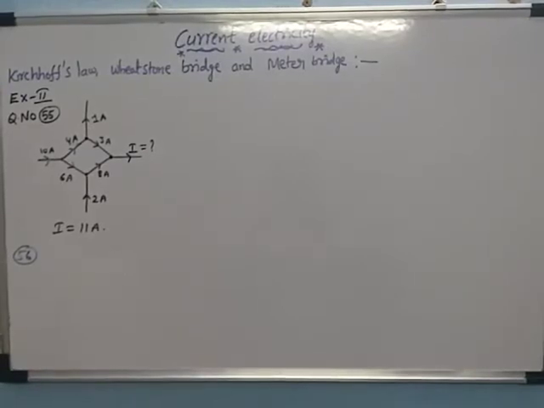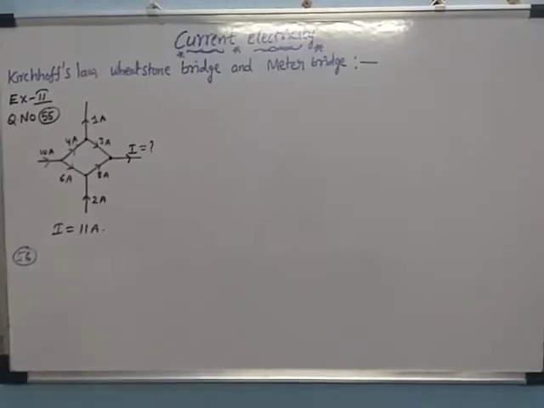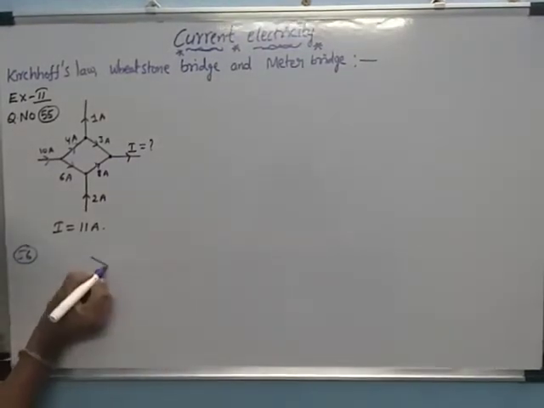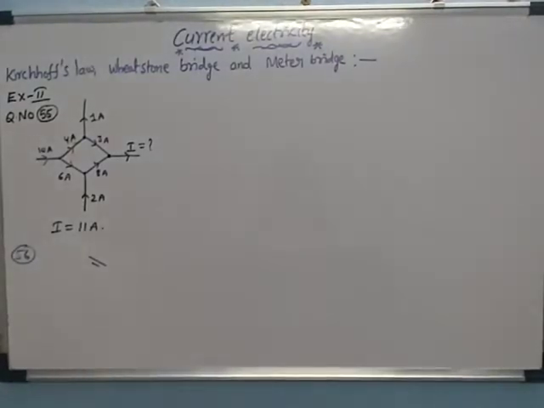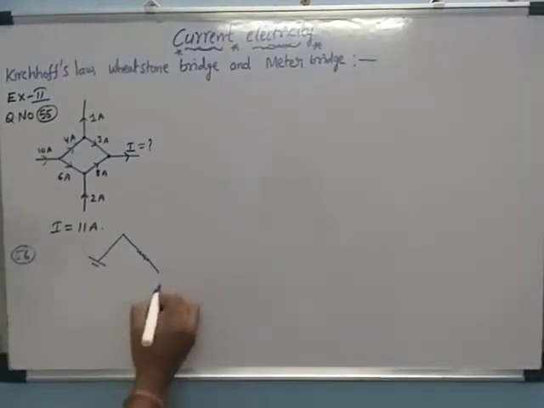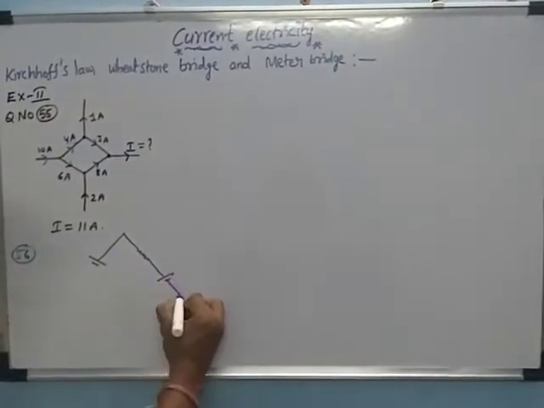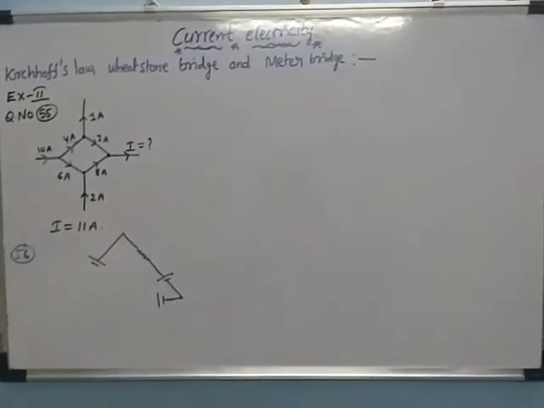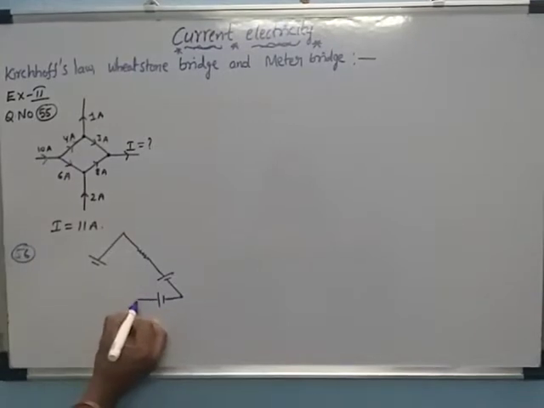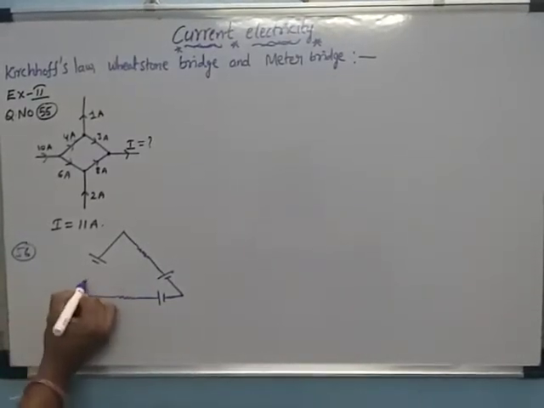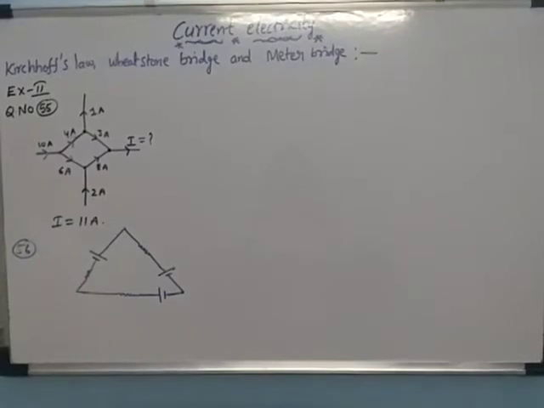Find the E for the given loop. Here the loop is given. This is the battery, with this direction. This is the resistance, and again here is a battery, and here also a battery. Next here is a resistance, and coming to this side, again one resistance is connected to this battery.